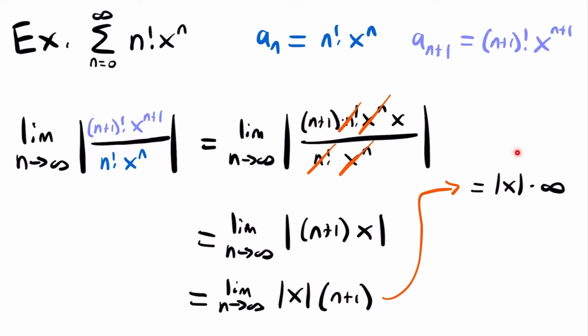Okay, and so if this is the value of our limit, the absolute value of x times infinity, this is going to be equal to infinity for almost every single value of x, right? If x is equal to 2, 2 times infinity, we would say is still infinity. 3 times infinity, still infinity. Negative 4, the absolute value of that would be positive 4. 4 times infinity is still infinity. However, if x is equal to 0, then we have 0 times infinity, which will be 0. So for every single value of x, except for x equals 0, this limit will be equal to infinity.